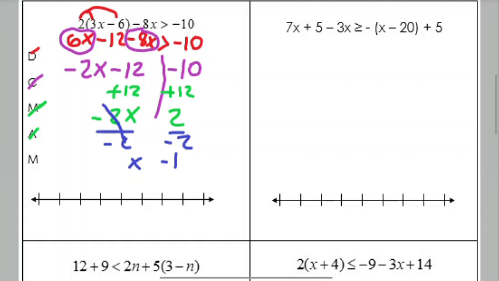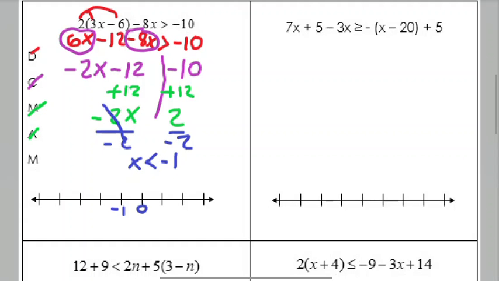So remember, there's a special rule. Whenever we divide by a negative, we have to flip our inequality sign. So my inequality sign, if I look up here, was greater than. So that means I have to flip it to less than. So this would be x is less than negative 1.